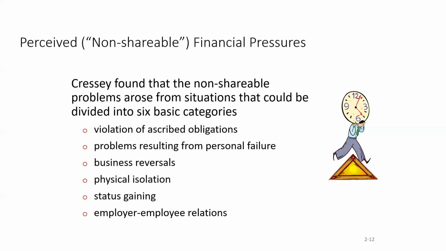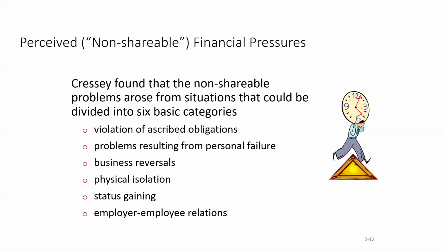Then we have physical isolation. So this one's a little different. This tells us that the trusted person has no one to turn to. So it's not that he is afraid to share his problems, it's that he has no one to share those problems with. So in this case, he's in a situation where he doesn't have access to trusted friends or associates who would be able to help him. He's just completely isolated.